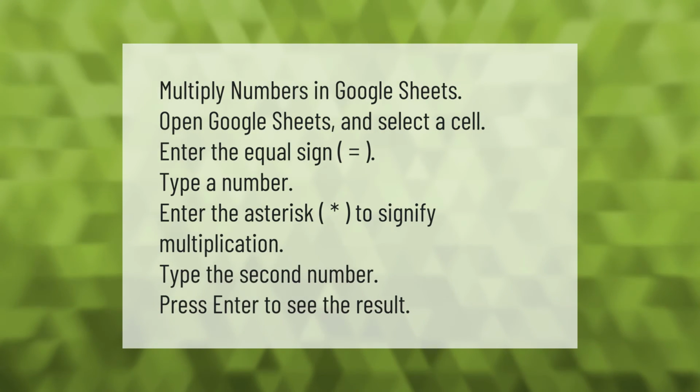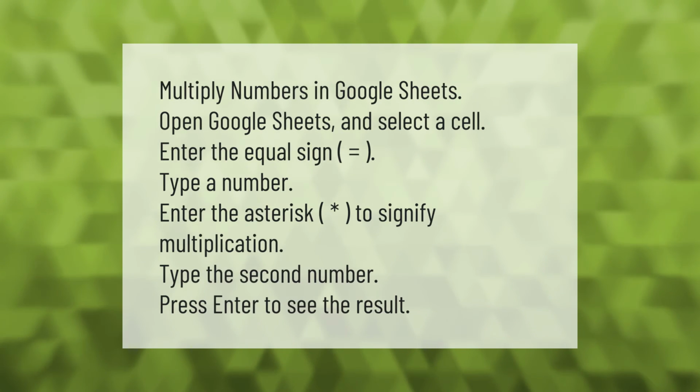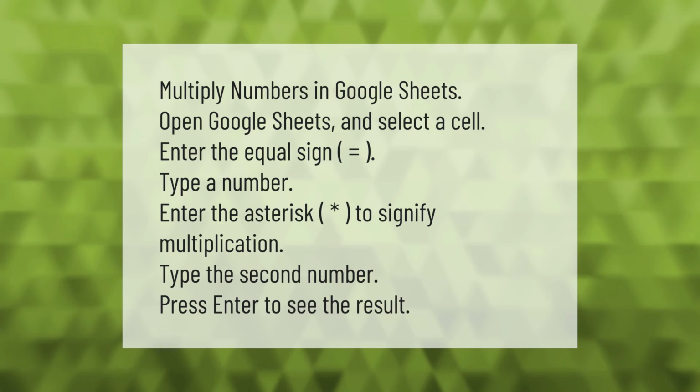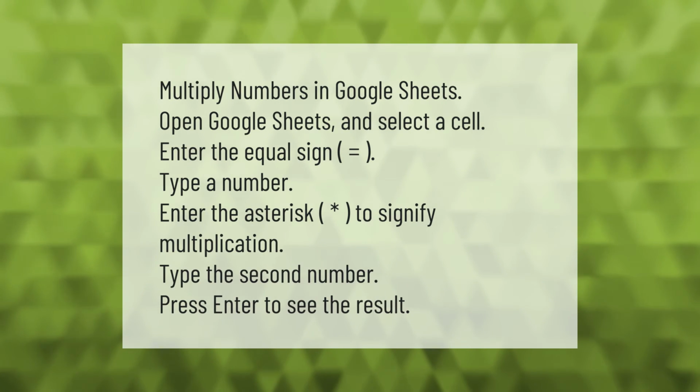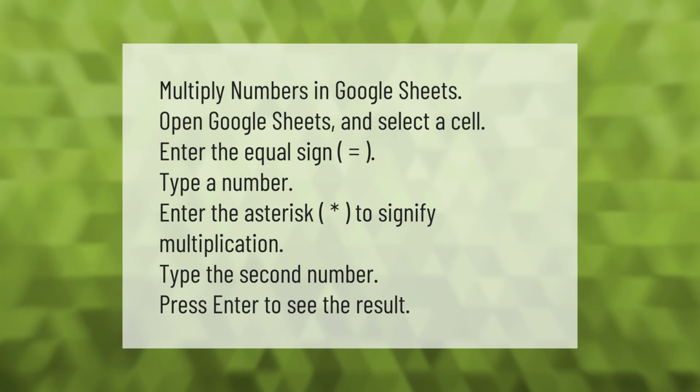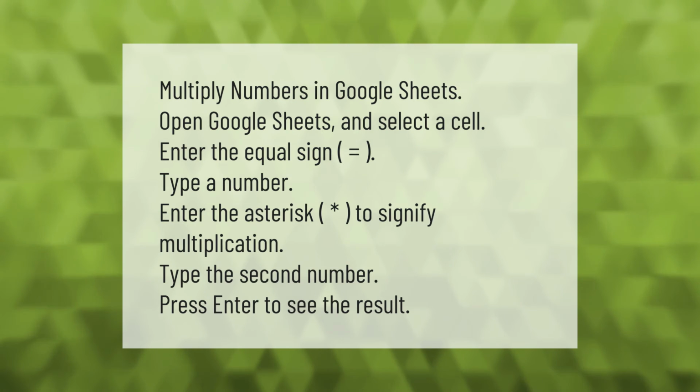Multiply numbers in Google Sheets. Open Google Sheets, and select a cell. Enter the equal sign. Type a number. Enter the asterisk to signify multiplication. Type the second number. Press Enter to see the result.